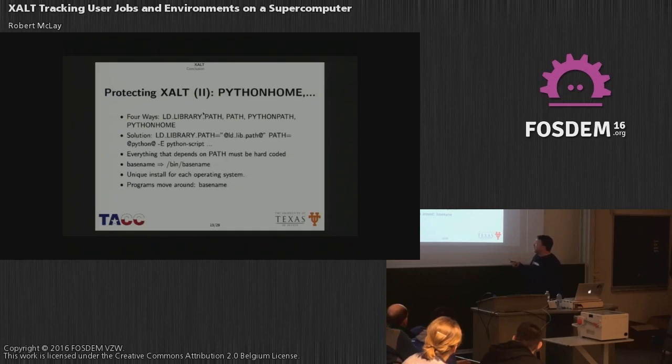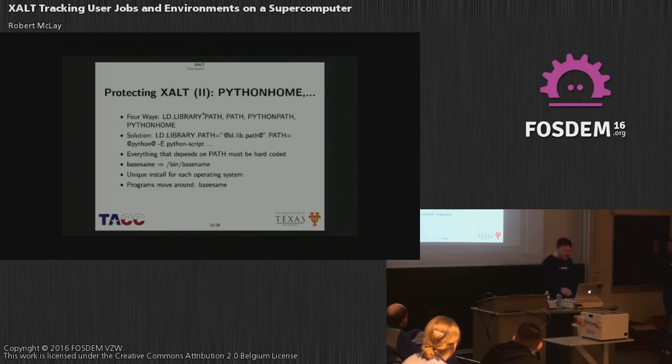But what I'm doing right now is I'm defining LD_LIBRARY_PATH to be the one that you configured it with, passing no path in, using the absolute path to the Python you configured with, minus E to say ignore these two variables, and then your Python script. That means everything has to be hard-coded, and if you use a shared file system, this means that you have to have a unique install per cluster, even though you're on the same home file system, because things like basename move around. Sometimes it's bin basename, sometimes it's usr bin basename.